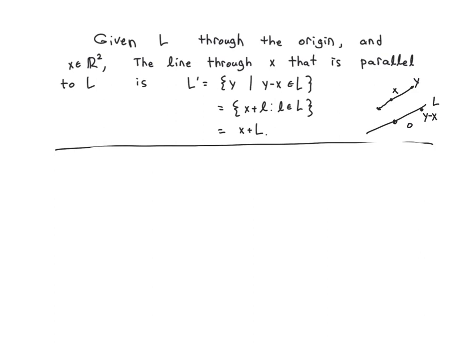Why is that true? Because what y minus x is telling you is the slope, or at least proportionally. The first coordinate is telling you how far in the horizontal direction you have to go to get from x to y, and the second coordinate is telling you how far you have to go in the vertical direction. And so, in order to be on this line, that ratio has to be the same ratio as on this line. They have to have the same slope.